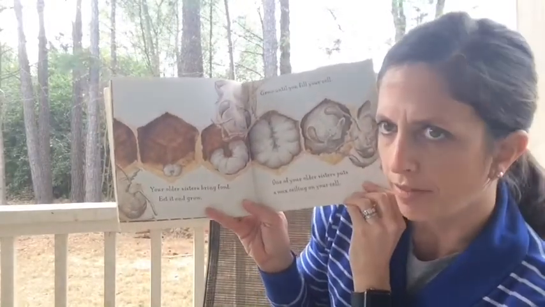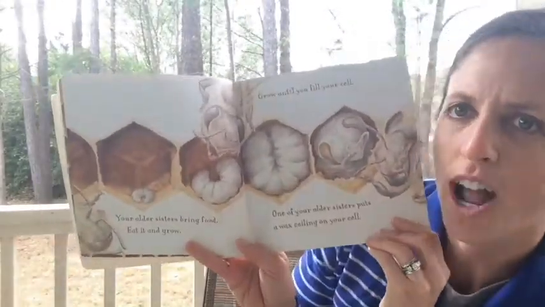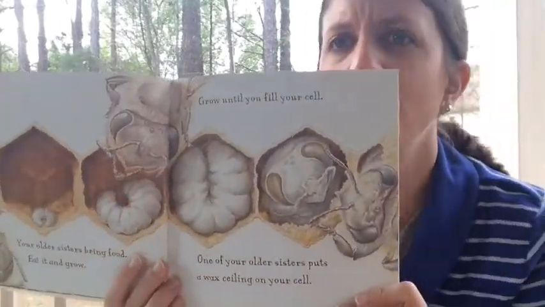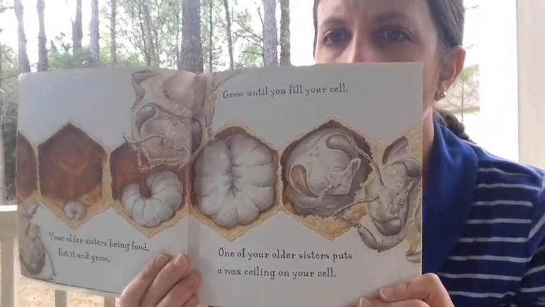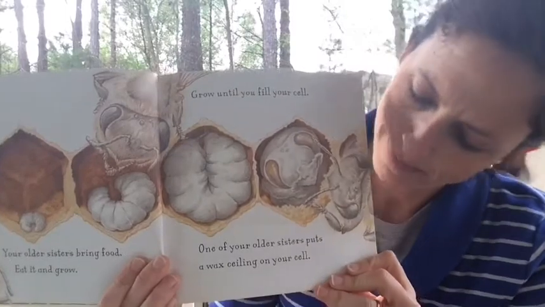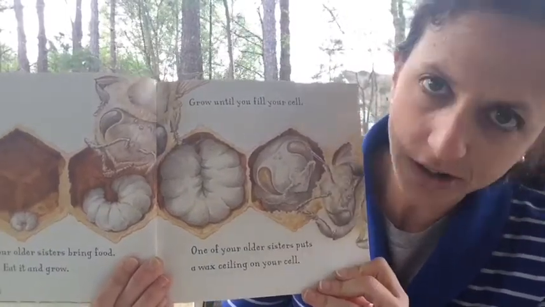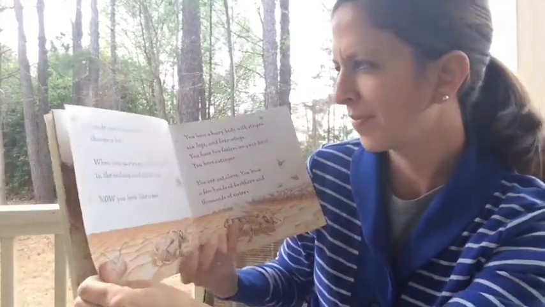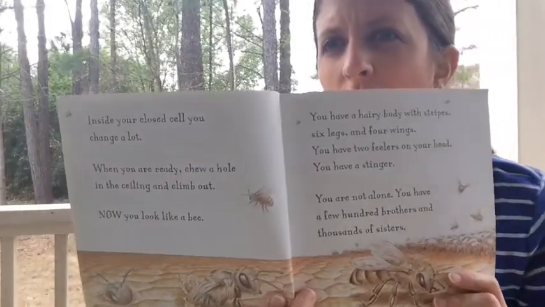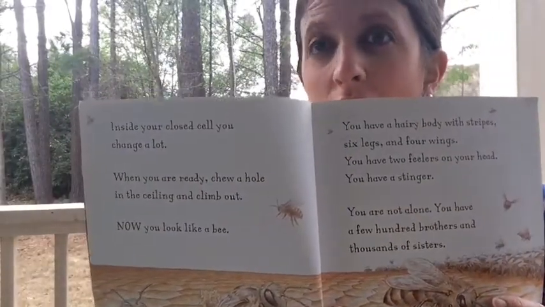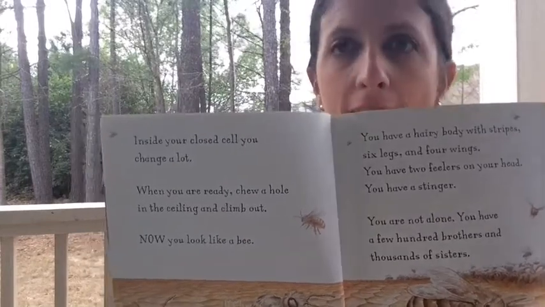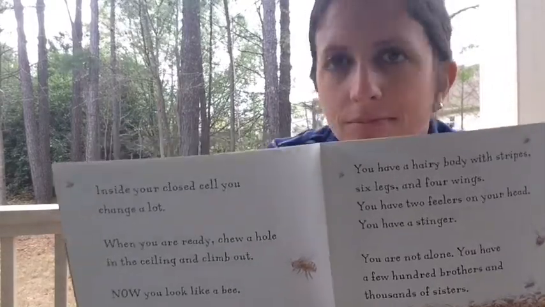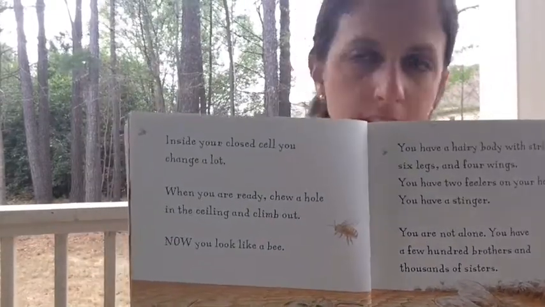Your older sisters bring food. Eat it and grow. Grow until you fill your cell. One of your older sisters puts a wax ceiling on your cell. Inside your closed cell, you change a lot. Oh, just like a caterpillar will change a lot inside their chrysalis. We're making a connection. Here we are again. Another connection.